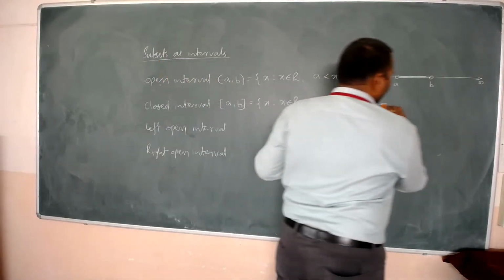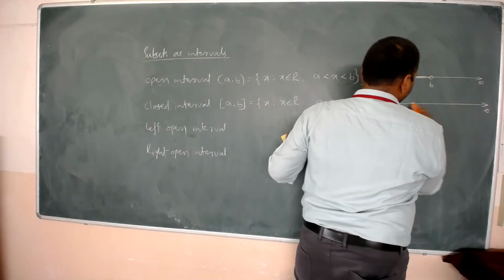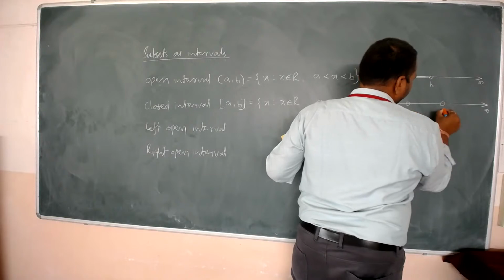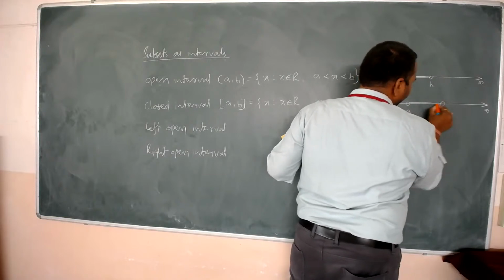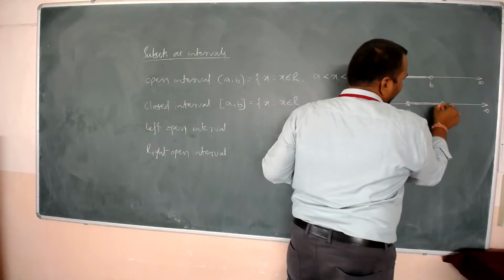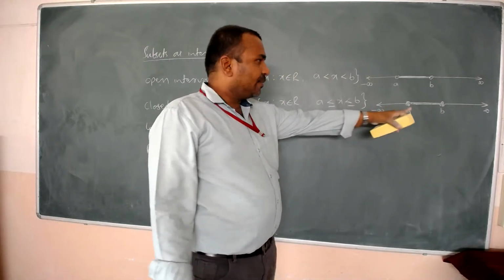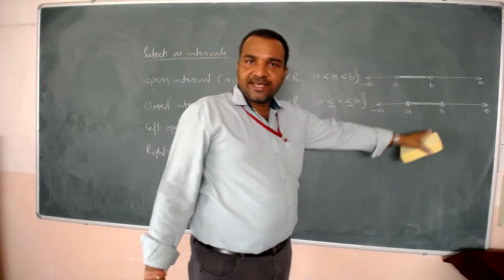We can represent it on the number line also. Minus infinity, this is plus infinity, a, b. The values in between, this part, including the endpoints, we represent with closed dots. Generally, on the number line, we write a closed interval like this.